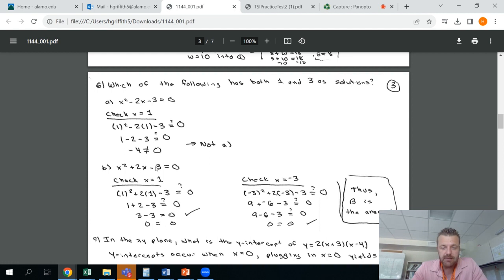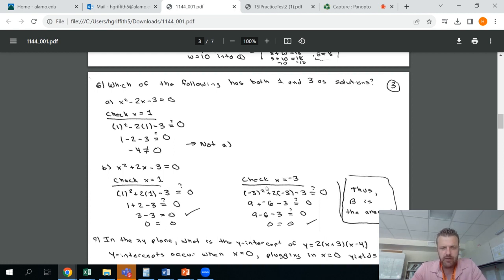x squared plus 2x minus 3 equals 0. Let's check number 1. If you plug in a 1, 1 squared plus 2 times 1 minus 3, do your arithmetic. You'll get 1 plus 2 minus 3. 3 minus 3, that is equal to 0, so 1 is a solution. Now let's check minus 3.